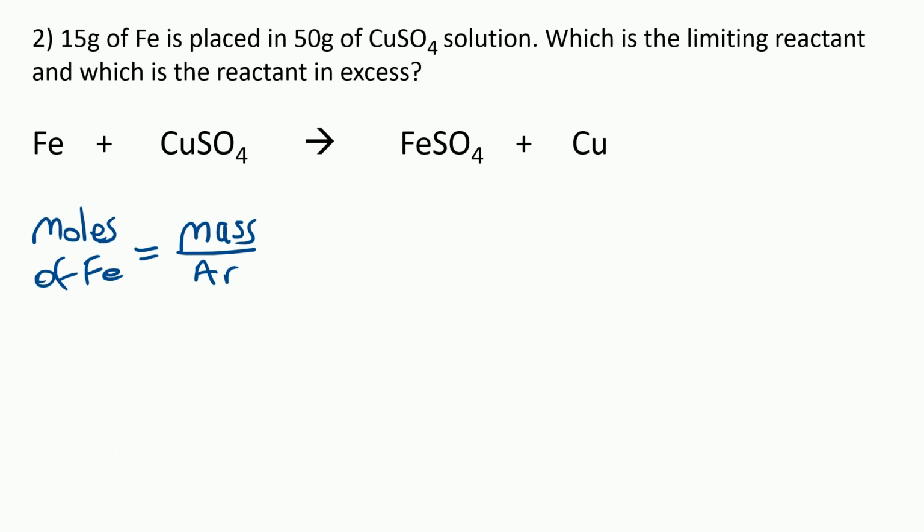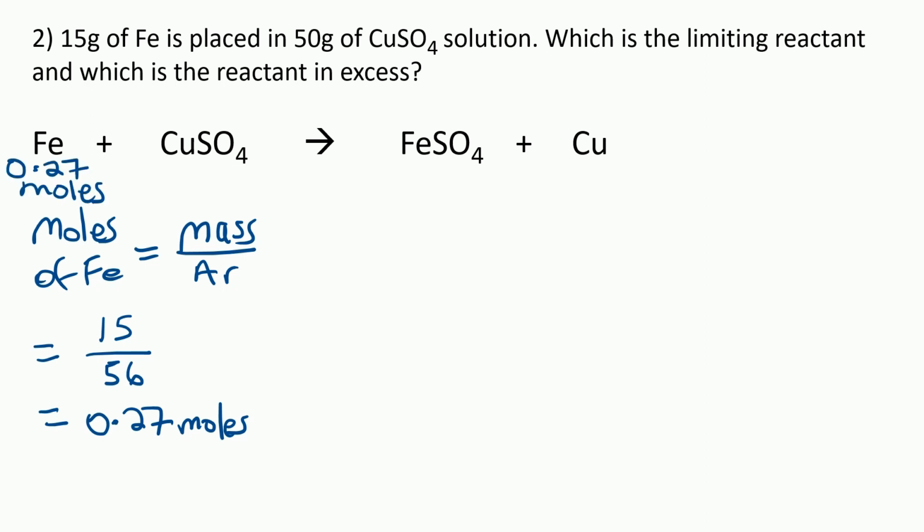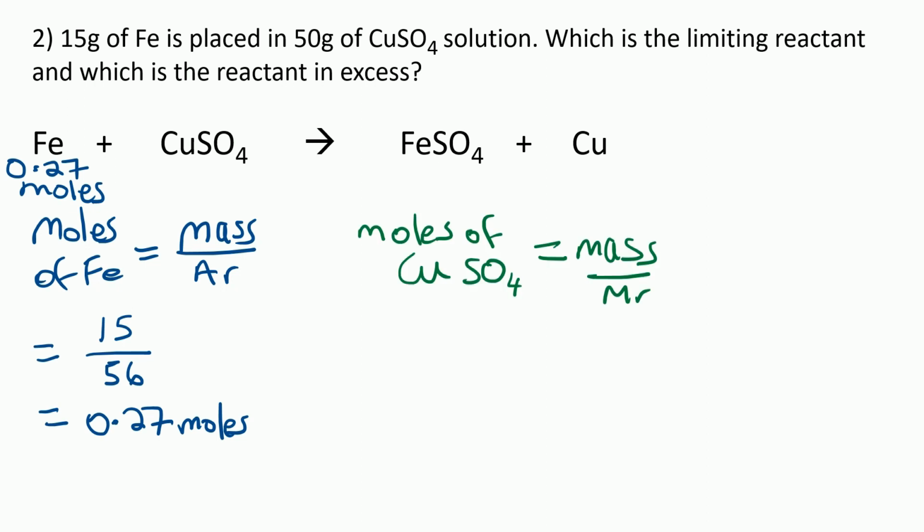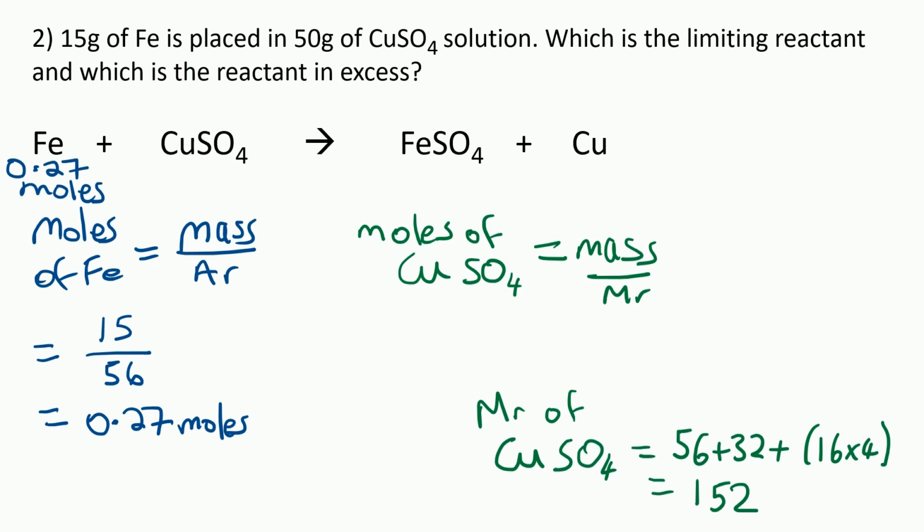So this time we work out the moles of Fe first of all, doing mass over Ar, which is 15 grams from the exam question, divided by 56, which is the mass number for iron, and that comes to 0.27 moles of iron. We then work out the moles of CuSO4 using mass over Mr. The Mr of CuSO4 comes to 152, and the question tells us we've got 50 grams of it. So when we put that in the equation, it works out at 0.32 moles.